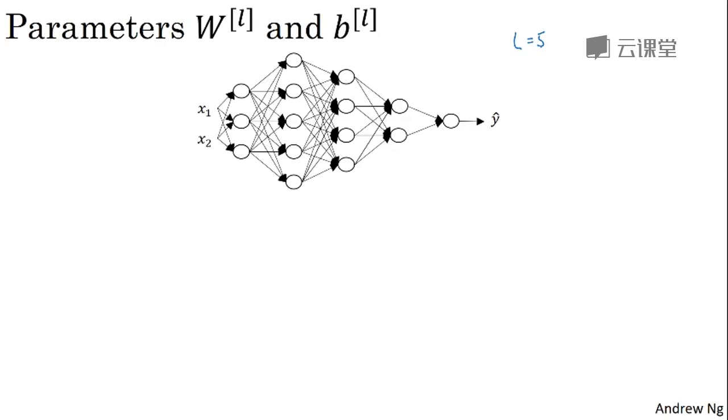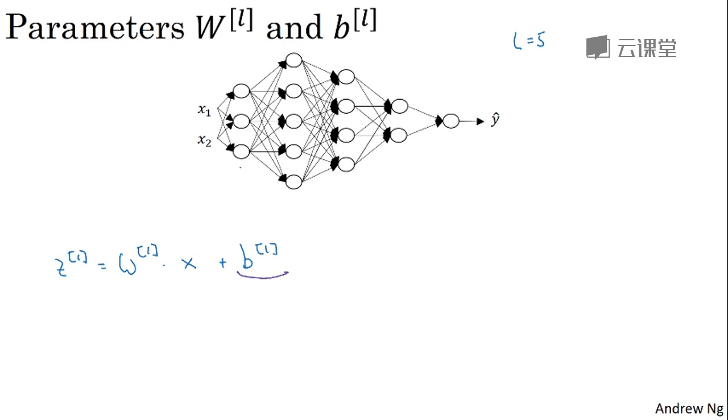So capital L is equal to 5. Right? Count quickly, not counting the input layer. There are 5 layers here, so 4 hidden layers and 1 output layer. And if you implement forward propagation, the first step will be Z1 equals W1 times the input features X plus B1. So let's ignore the bias terms B for now and focus on the parameters W.